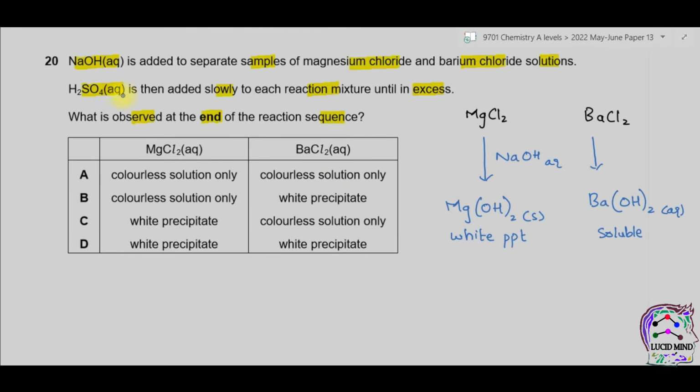Then it says sulfuric acid aqueous is slowly added to each reaction mixture. Let's do the second reaction. Now we have H2SO4. So it will form magnesium sulfate. Magnesium sulfate is soluble, while this one will form barium sulfate, and down the group the solubility of sulfate decreases, so this one is white solid.